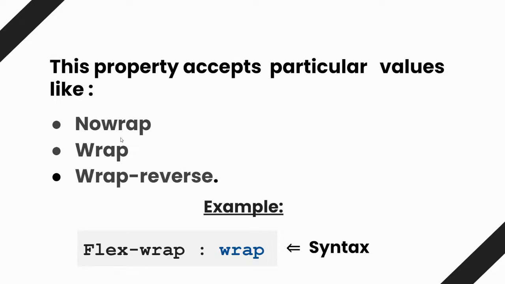So this flex wrap property accepts the following values. First, we can see the no wrap value, which is followed by the wrap value and the wrap reverse. So we'll be seeing how each of these values works when we get to the practical session of this Flexbox container. And a quick example here, you can see the syntax below the screen. The flex wrap is assigned the value of wrap. So what this particular wrap value will do, we'll see that later on.